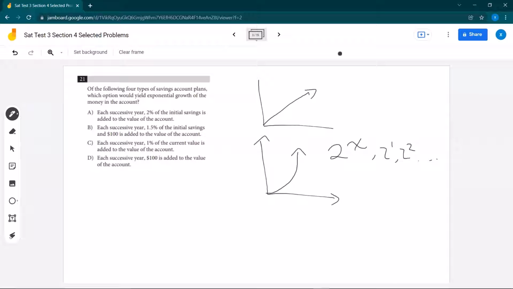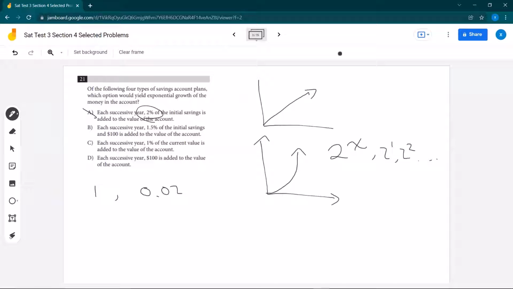Each successive year, 2% of the initial savings is added to the value of the account. Well, that's not exponential, because we're talking about 2% of the initial savings, and that's always going to be the same number. Suppose the initial savings was 1, well, 2% of that is 0.02. If we add that on every year, it's going to be linear, because each year we're just increasing by 0.02. There's nothing exponential happening there, just a linear increase. So A is not correct.